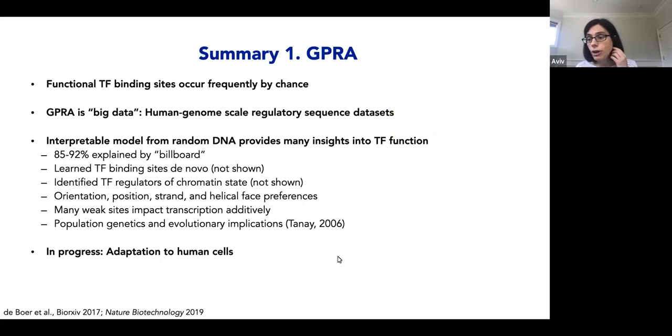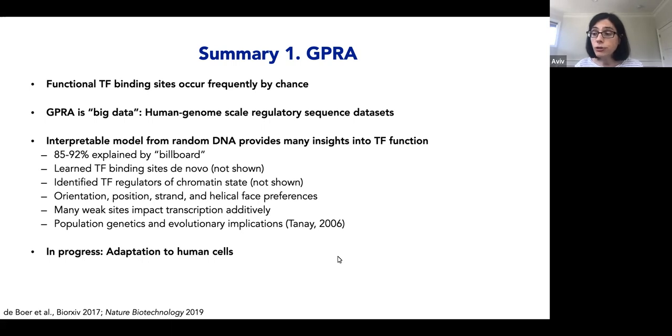And so to summarize so far, I showed you that because functional transcription factor binding sites occur frequently by chance, we can devise an experiment, the GPRA, to measure the expression levels associated with hundreds of millions of random sequences. Random DNA gives a broad range of reproducible expression, and we can fit great models from it. A biochemically interpretable billboard model explained up to 92% of the variation in test data of random sequences and 85% of native sequences. I didn't show you, but it also learned motifs de novo. It correctly predicted chromatin structure, and it identified transcription factor regulators of chromatin state.